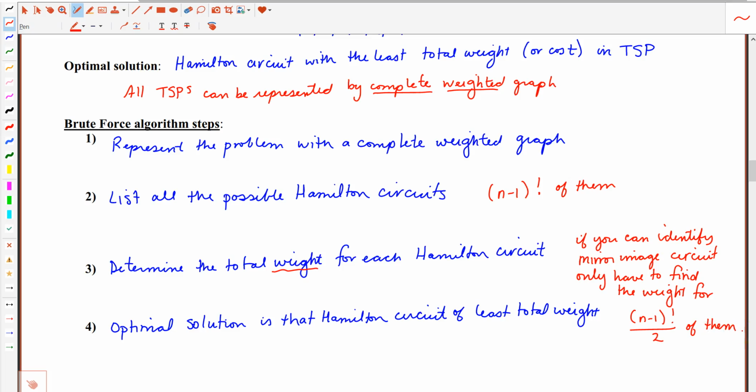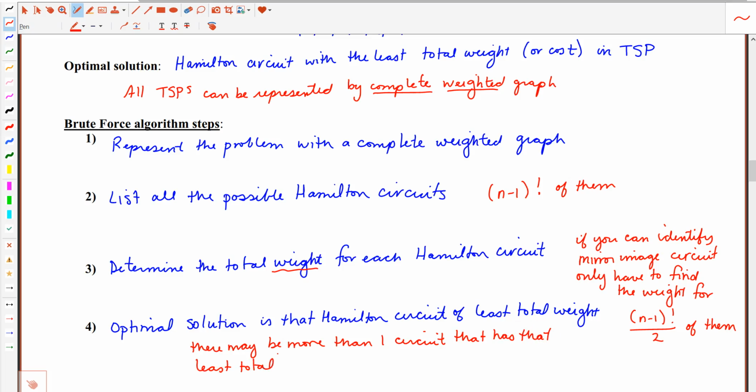Now when we go to list all these different Hamilton circuits, keep in mind that the circuit and its mirror image will have the same total weight. So when we get down to identifying the optimal solution, there may be more than one. And actually there's no question about maybe. There will be more than one circuit that has that least total weight.